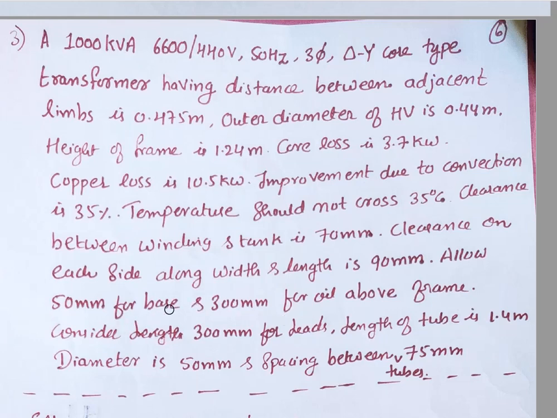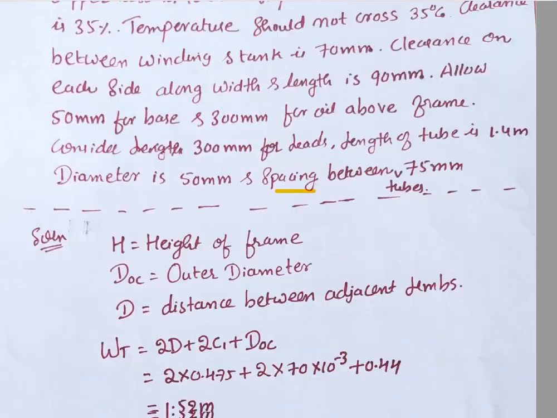Allow 50 millimeter for base and 300 millimeter for oil above frame. Consider 300 mm for leads, and the length of the tube is 1.4 meter. Diameter is 50 mm and spacing between the tubes is 75 mm. We will see this little larger problem.